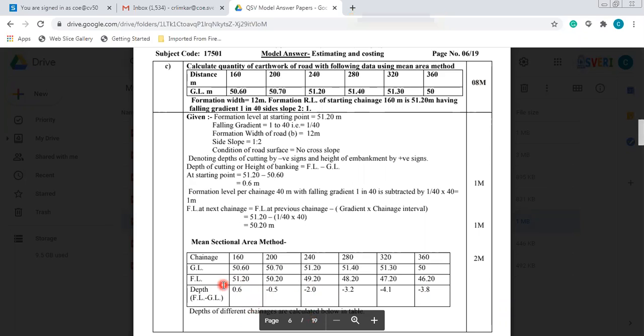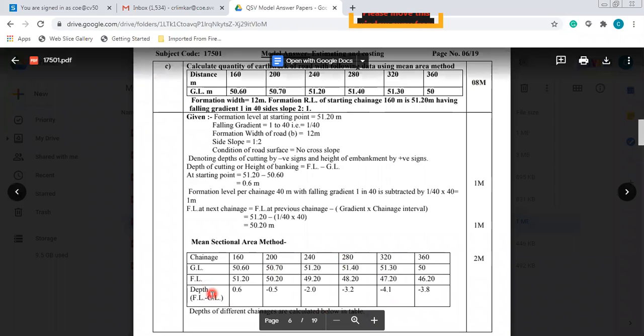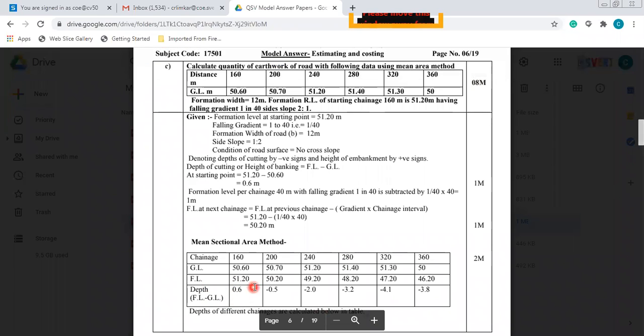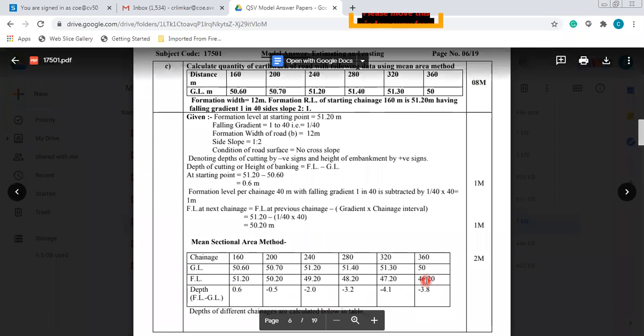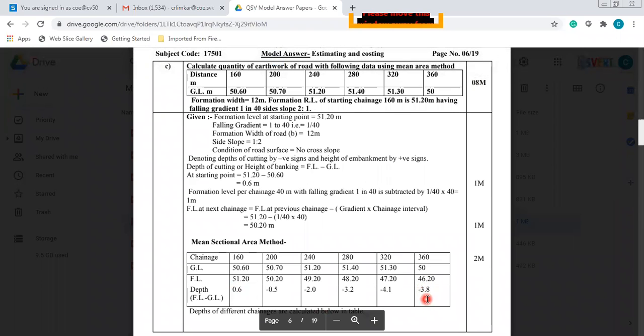Now if you see the depths which we are getting, you will have some idea which portion is going to be in cutting area, and which portion you are going to fill, because the depths are varying from plus 0.6 to minus 3.8. That means there is one point where your depth is going to become 0, and that change point you have to determine. How you are going to determine that change point?